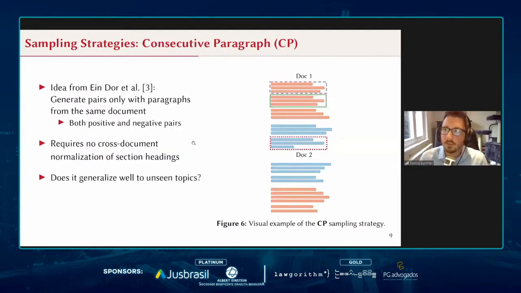The improved strategy that we use is the so-called consecutive paragraph sampling. The name is slightly misleading, but essentially what we do is we restrict ourselves by just sampling from the same document, document 1 in this instance, where both positive and negative pairs have to come from within the same document, but however, still from either the same section or a different section. The main advantage is, again, that we now no longer require any cross-document normalization, which makes the annotation process for our initial training setup much, much easier. However, there is this one remaining question that we also want to answer in the experiments, that is whether it generalizes well to unseen topics, because now we do not have any relevance between the documents, which might lead to a much poorer generalization.